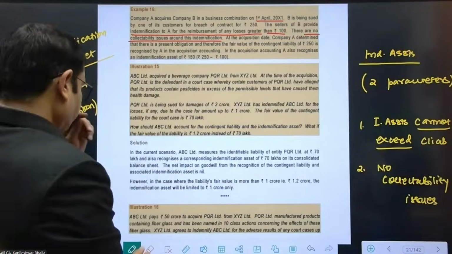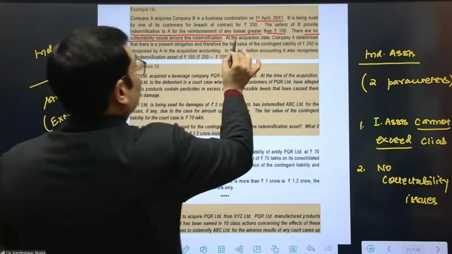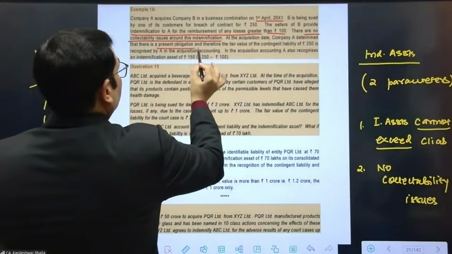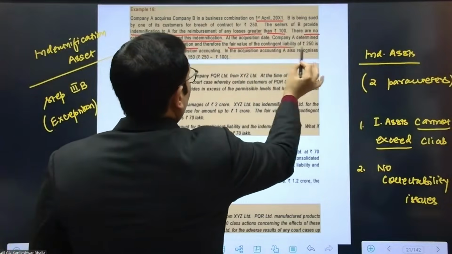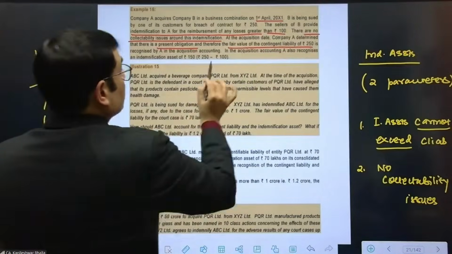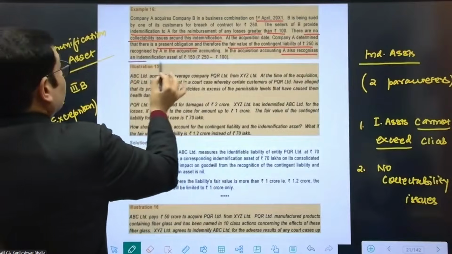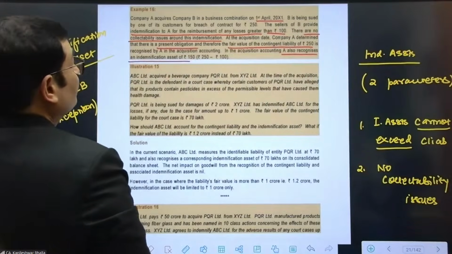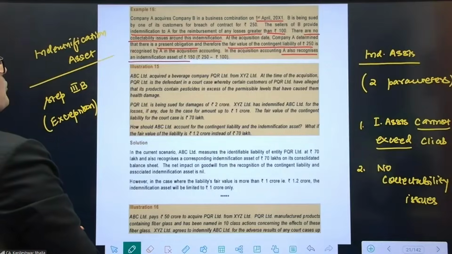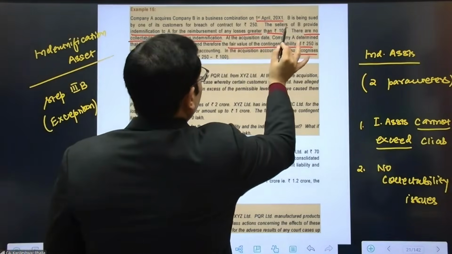Let's now read further. So I am now given the inputs. At the acquisition date, company A determined the present obligation, and therefore the fair value of the contingent liability is 250. So it says in the acquisition accounting, A also recognizes an indemnification asset of 150. So it says in this case, the sellers of B provided indemnification to A for any losses greater than 100.